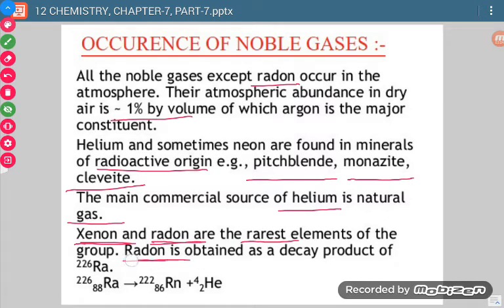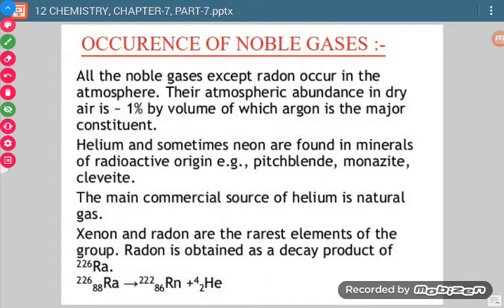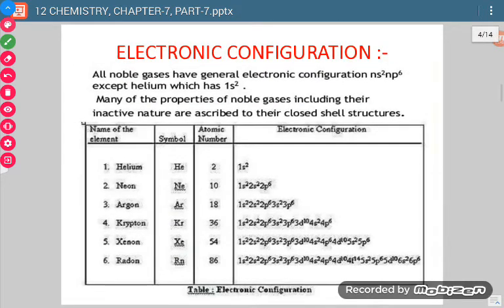If you want to prepare radon, then it is obtained by the decay of radium. When radium undergoes decay, then it forms helium nucleus and radon. Okay, so radon is not found in the atmosphere. This you can remember. Now electronic configuration.